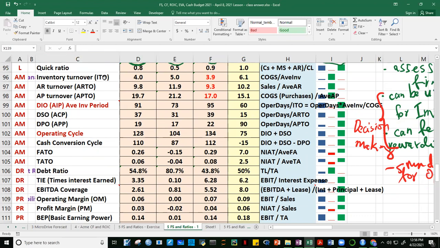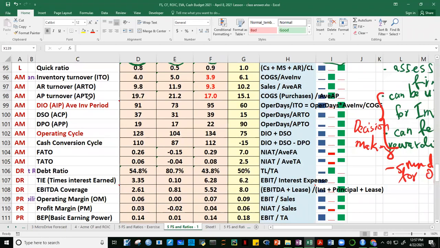So we looked at ITO, how many times a firm is able to buy raw materials, convert them into finished products, and to sell. And then we have ARTO, how many times a company in a year or in an operating period is able to collect on its receivables, and how many times a year does it pay on its trade payables. Now this is related to the DIO, DSO, DPO.